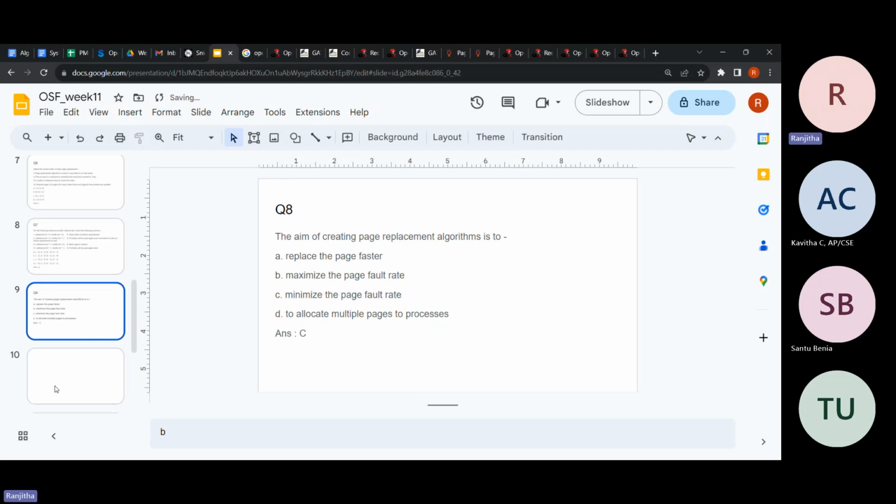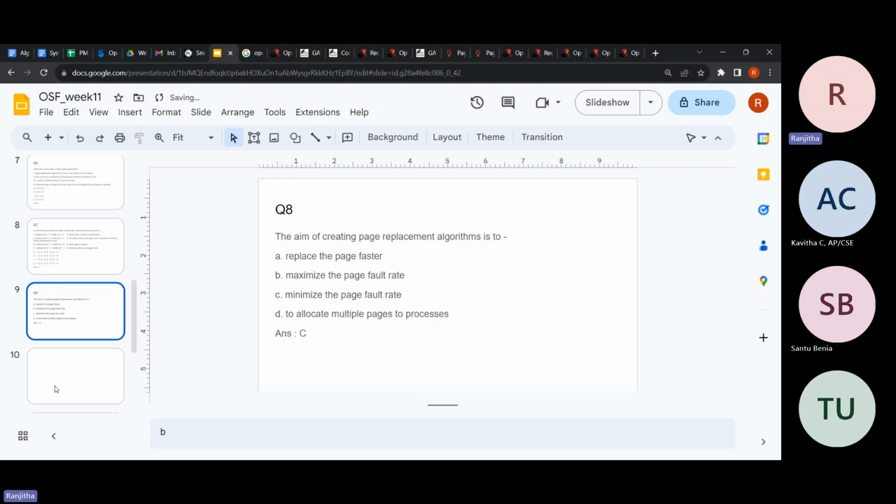So this question: a page replacement occurs when free frames become available, a page fault occurs and we need to bring the desired page into memory, multiple pages are to be allocated to a process, or none of the above. So when free frames become available, we don't need a page replacement. Page fault occurs and we need to bring the desired page into memory, and this is partially correct.